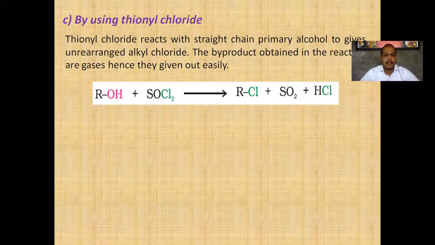Now we see the reaction. Thionyl chloride reacts with straight chain primary alcohol to give unrearranged alkyl chloride, and whatever byproducts are obtained leave the reaction mixture easily as they are gases. Now look, this is the general reaction: ROH plus SOCl2 gives RCl plus SO2 plus HCl. Now we will see one example.